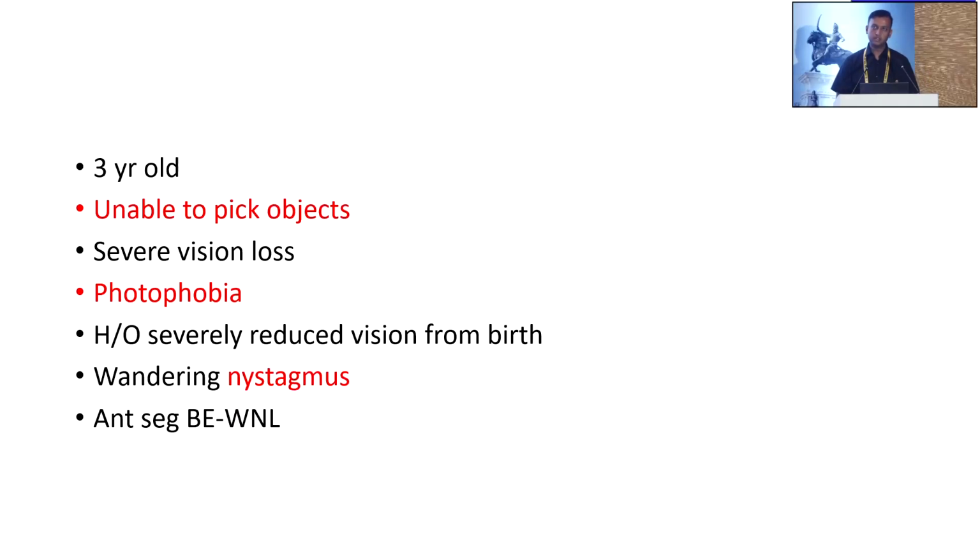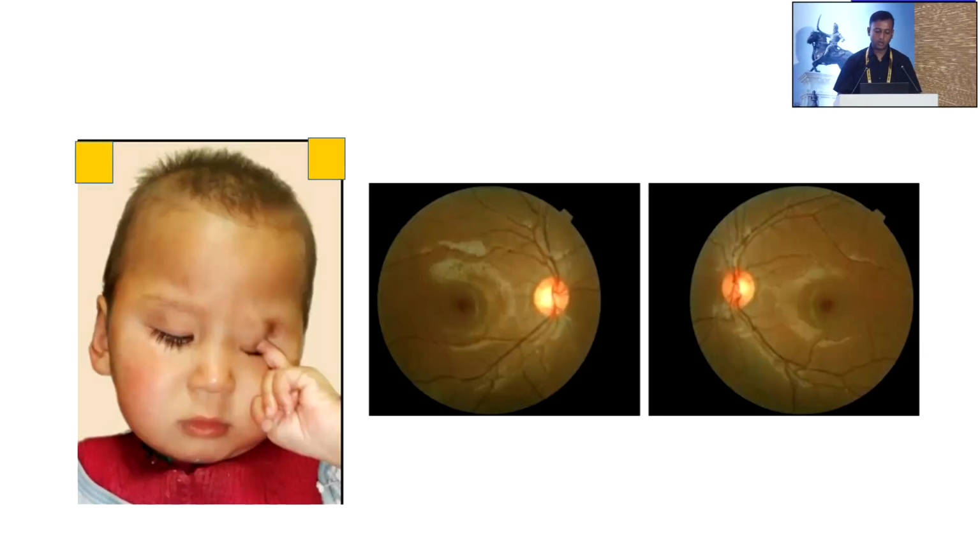Now coming to another child. This is a 3-year-old child presenting with severe loss of vision with wandering nystagmus and unable to pick up objects. So this shows that the child has loss of vision right from birth, and there is severe loss of vision with wandering nystagmus. And this child is showing the classical oculodigital reflex. The fundus of both eyes is more or less normal.